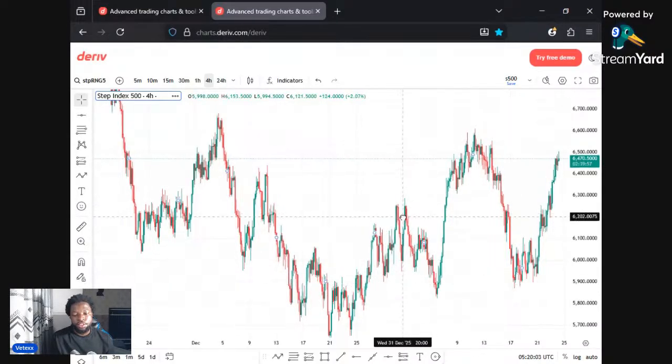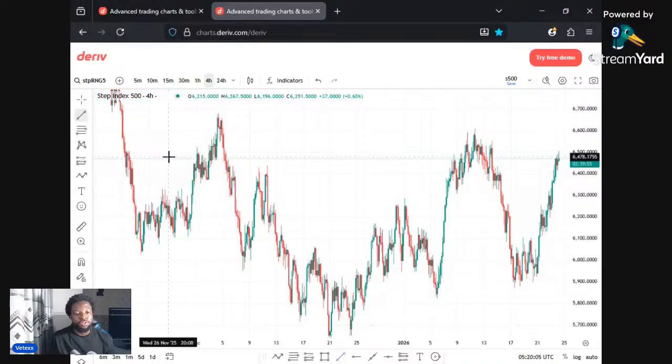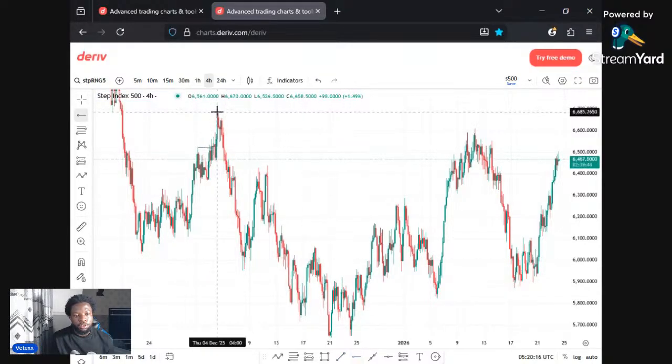Okay, but then let's see something. First of all, we have our first rule here, which is the first sweep of liquidity, which is this. After this first sweep of liquidity, we have our protected high, which is this. Now this is our rule number one, and this is our rule number two, first break of structure.